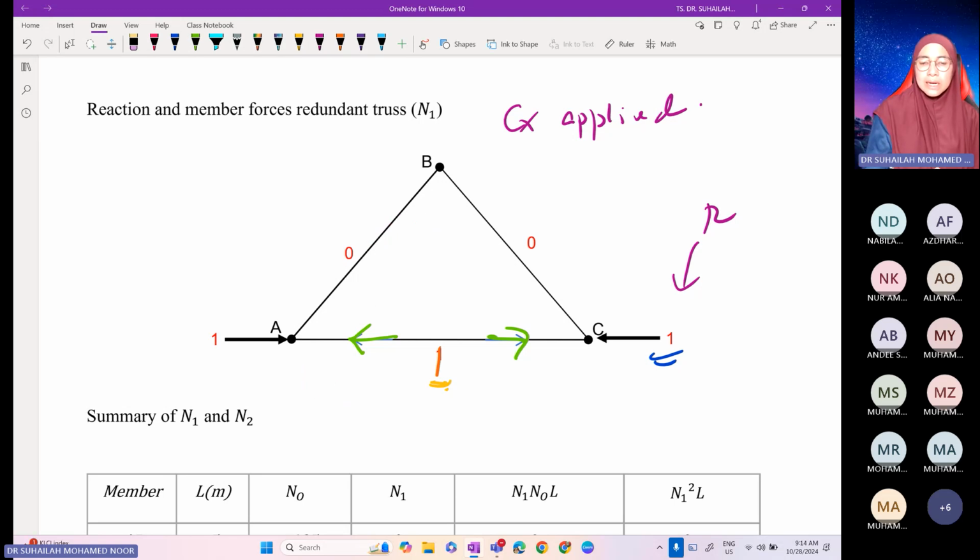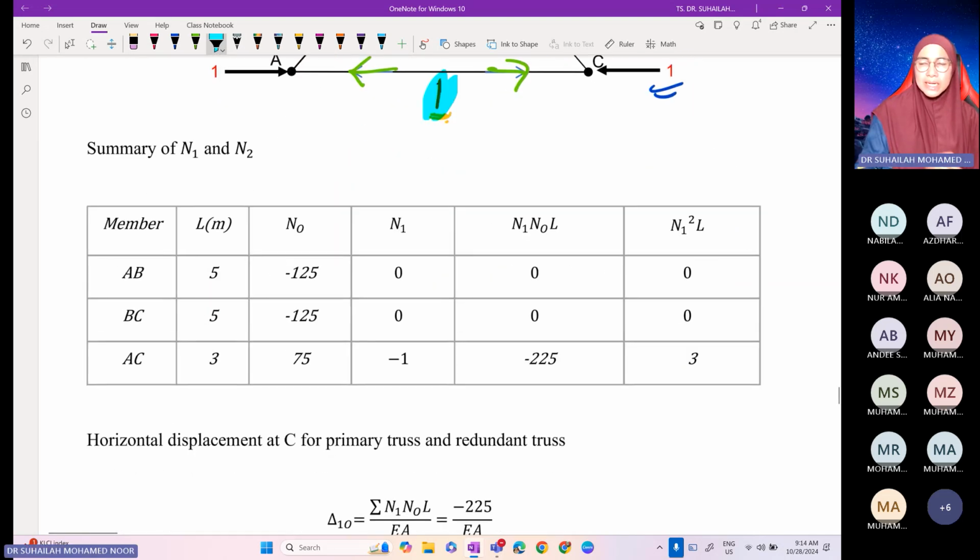So kita ada tiga member. Ini dia 3 member tu. So kita summarizekan in table form. We list all the 3 members: AB, BC and AC. So of course, sebab kita nakkan N0 L dengan N1 square L, kita kena letak kolom 1 for L, 1 for N0, 1 for N1. So N0 primary system, N1 redundant system.